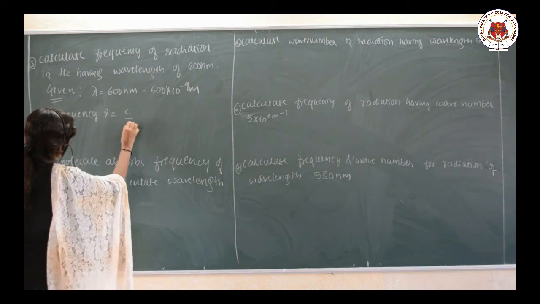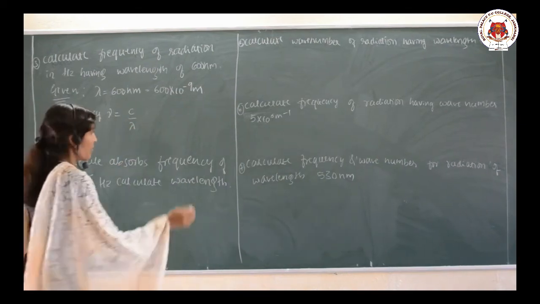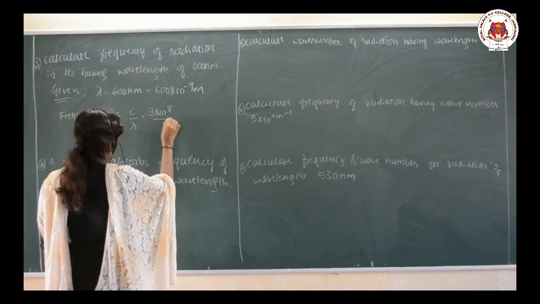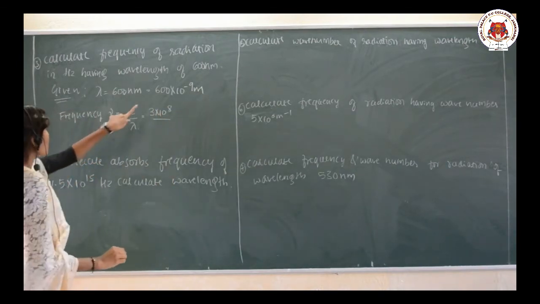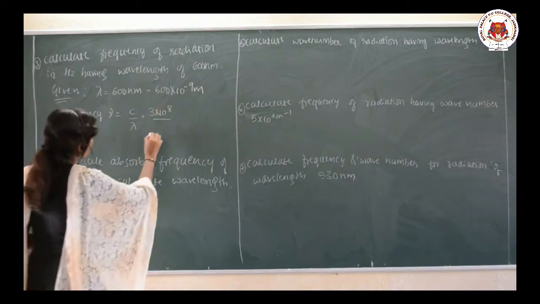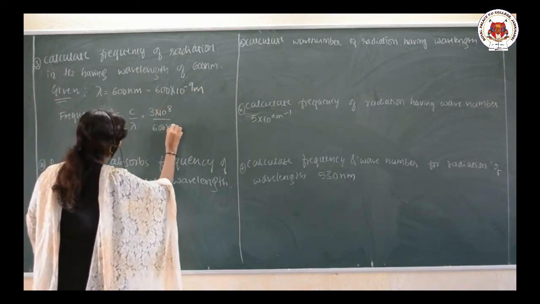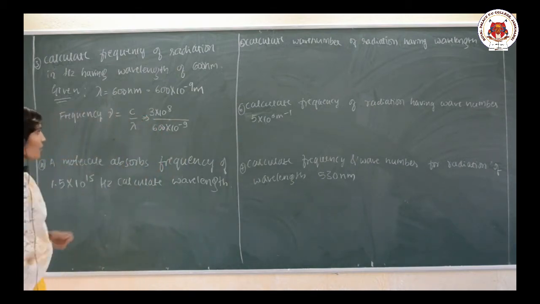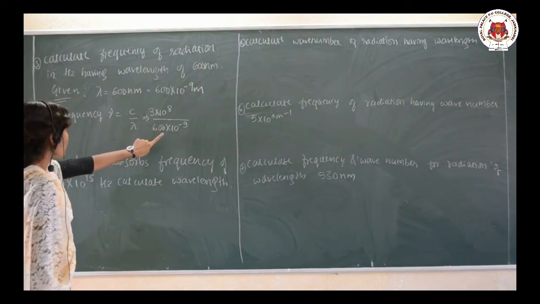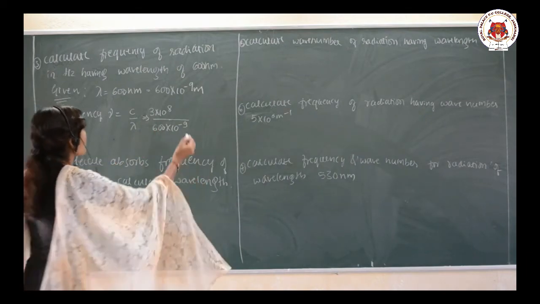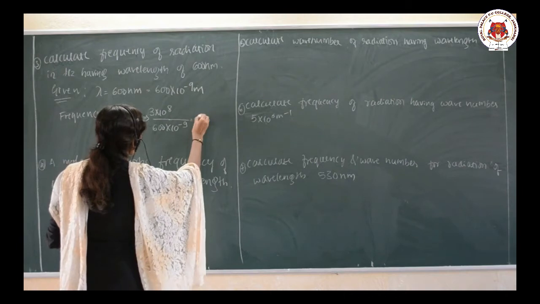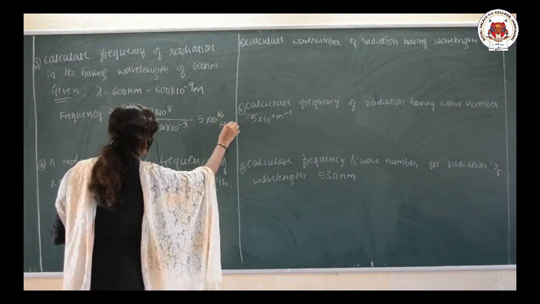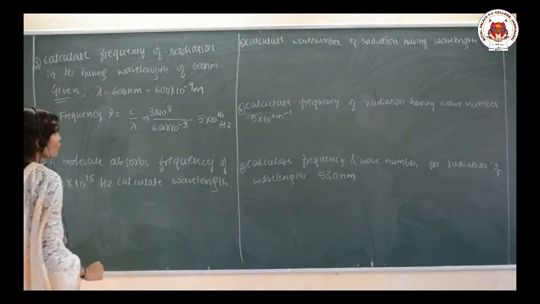Frequency nu is equal to C by lambda. So, what is the value of C? 3 into 10 to the power 8. And lambda we have already converted into meter. So, this is the value of C and this is the value of lambda. If you simplify this, it will be around 5 into 10 to the power 14 hertz.